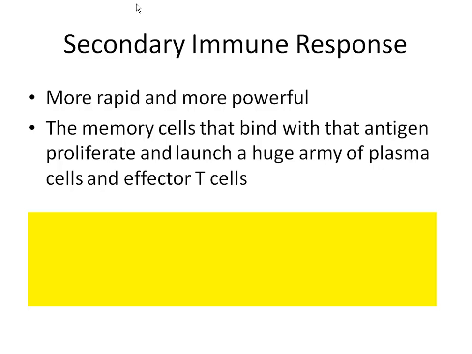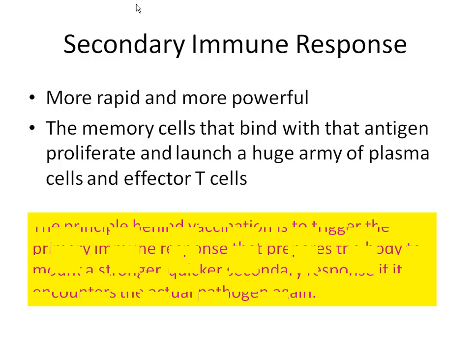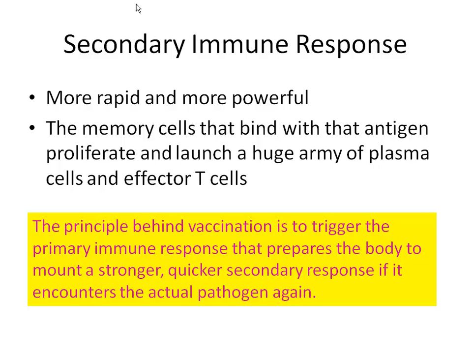In secondary immune response, they've already fought off this pathogen, so the second time around, it's more rapid and more powerful. The memory cells that bind with that antigen proliferate, which means they grow, and they launch a huge army of plasma cells and effector T cells. The principle behind being vaccinated is to trigger the primary immune response, and then that will prepare the body to mount a stronger, quicker secondary response if it needs to. In other words, if it encounters that actual pathogen again.